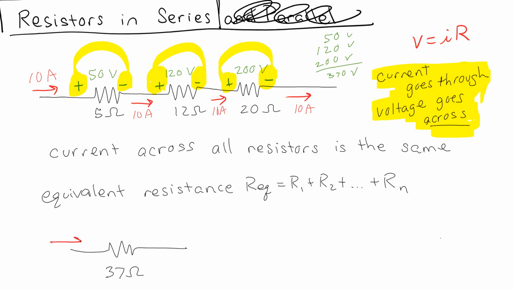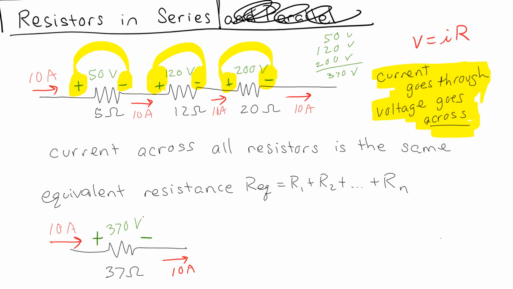But it matches, because if I look at my equivalent resistance, I have 10 amps going into a 37 ohm resistor. I've got a high end and a low end, and 10 amps coming out the other side because anything that goes in has to come out. So 37 times 10 is 370 volts. So this is an equivalent system. If I needed a 37 ohm resistor, I could just create it by having a 5 ohm, a 12 ohm, and a 20 ohm.